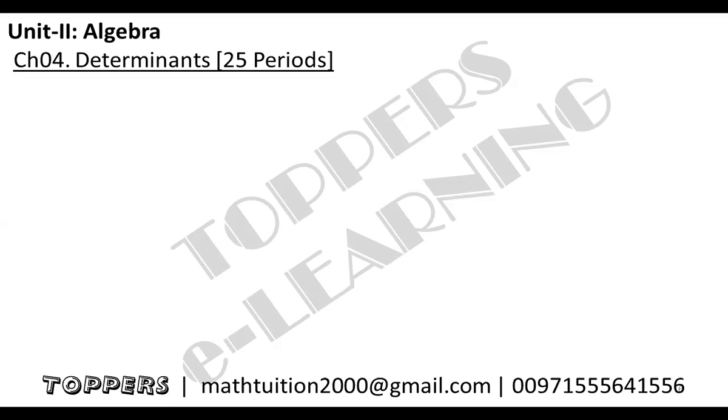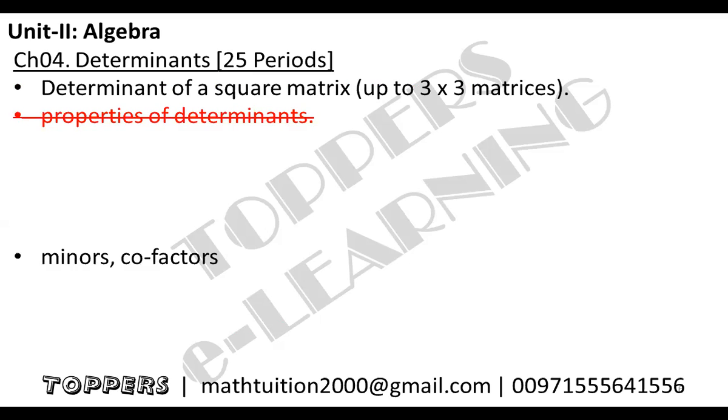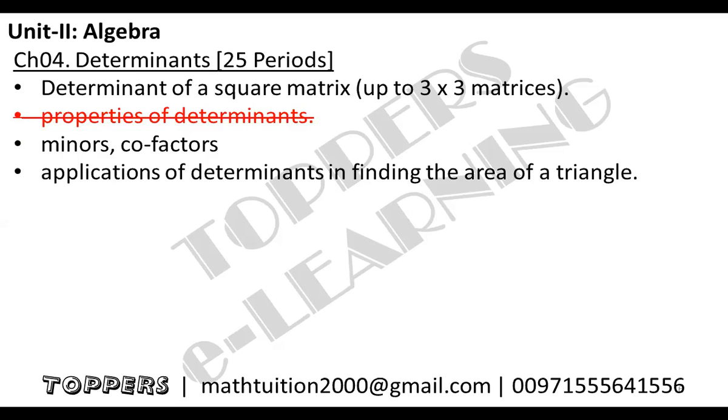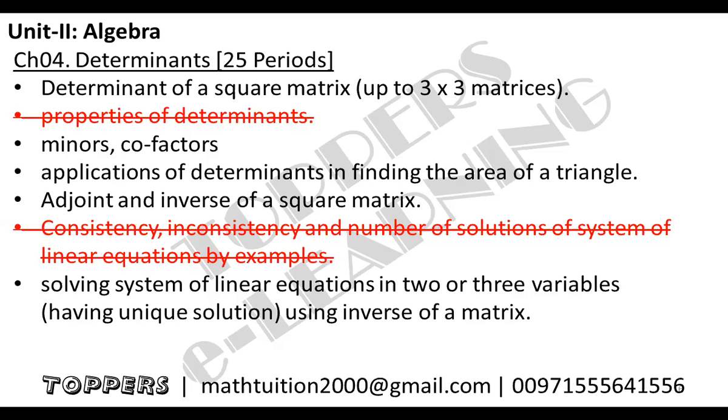Now Chapter 4, Determinants. Determinant of a square matrix up to 3 by 3 matrices is there. Properties of determinants are reduced. Minors, cofactors are there. Application of determinants in finding the area of a triangle is there. Adjoint and inverse of a square matrix are there. Then consistency, inconsistency and number of solutions of a system of linear equations by examples are reduced. Solving a system of linear equations in 2 or 3 variables having a unique solution using inverse of a matrix is there.